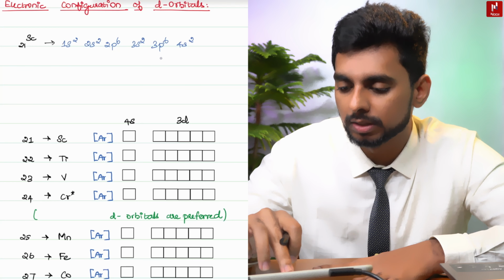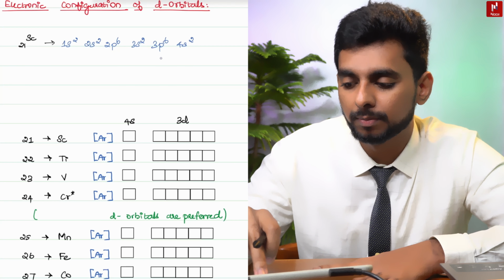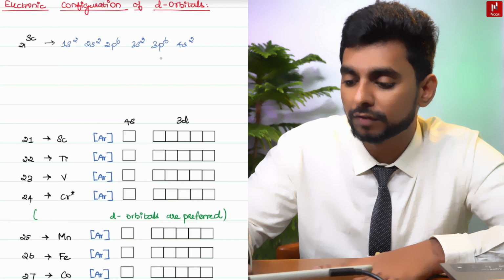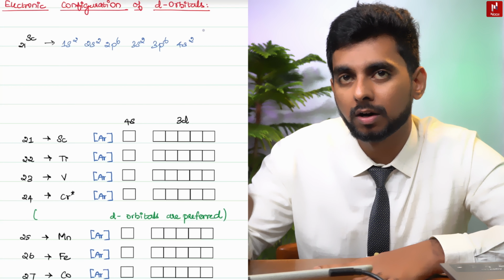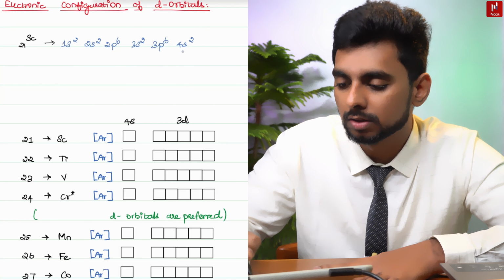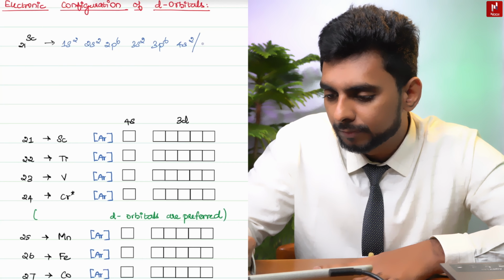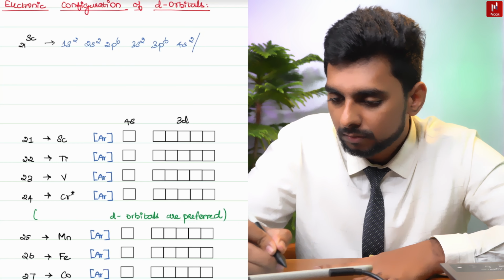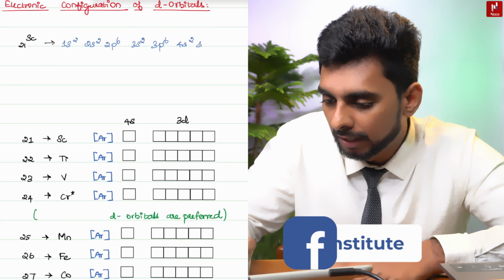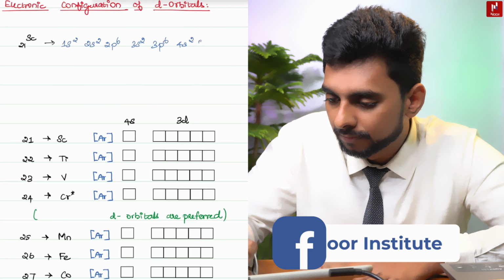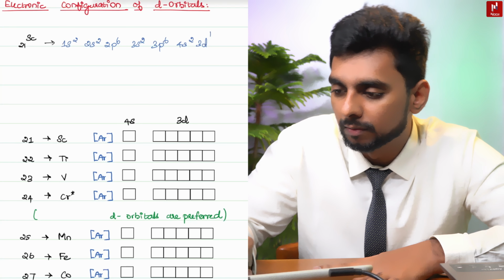So 1s2, 2s2, 2p6, 3s2, 3p6, then you have got like 4s2. Finally I just have to put that one electron, that will give me 21, isn't it? So the final electron will be 3d1. Okay, so this is like 3d1.